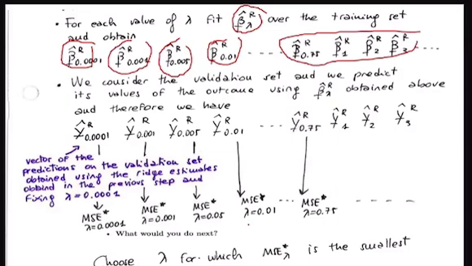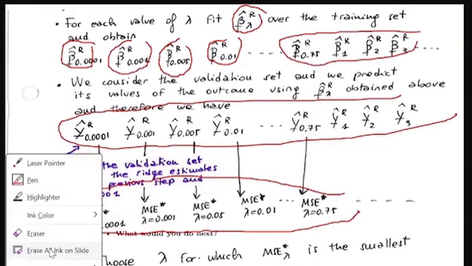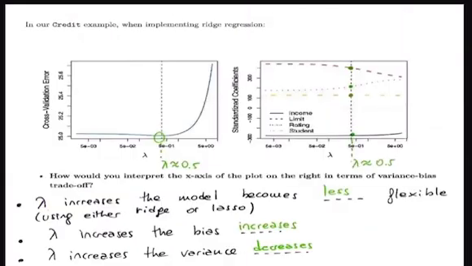Then in the validation set, we're going to have the mean square error. What are we looking for? The value of lambda with the smallest mean square error is what we're going to choose at the end of the day. Does that make sense? And that was what I said: choose lambda for which MSE is the smallest. We have to choose lambda, the tuning parameter, which is the strength of the regularization technique. Now, this is how you can plot that graphically for you to see.